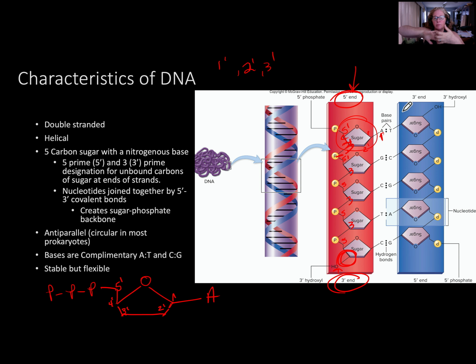So whenever you're confused about directionality, just make your thumb a 5 prime carbon at the end of a DNA sequence and take a look at how you can make your bases bind. And once you get your bases to bind, you can see the structure of a DNA molecule.